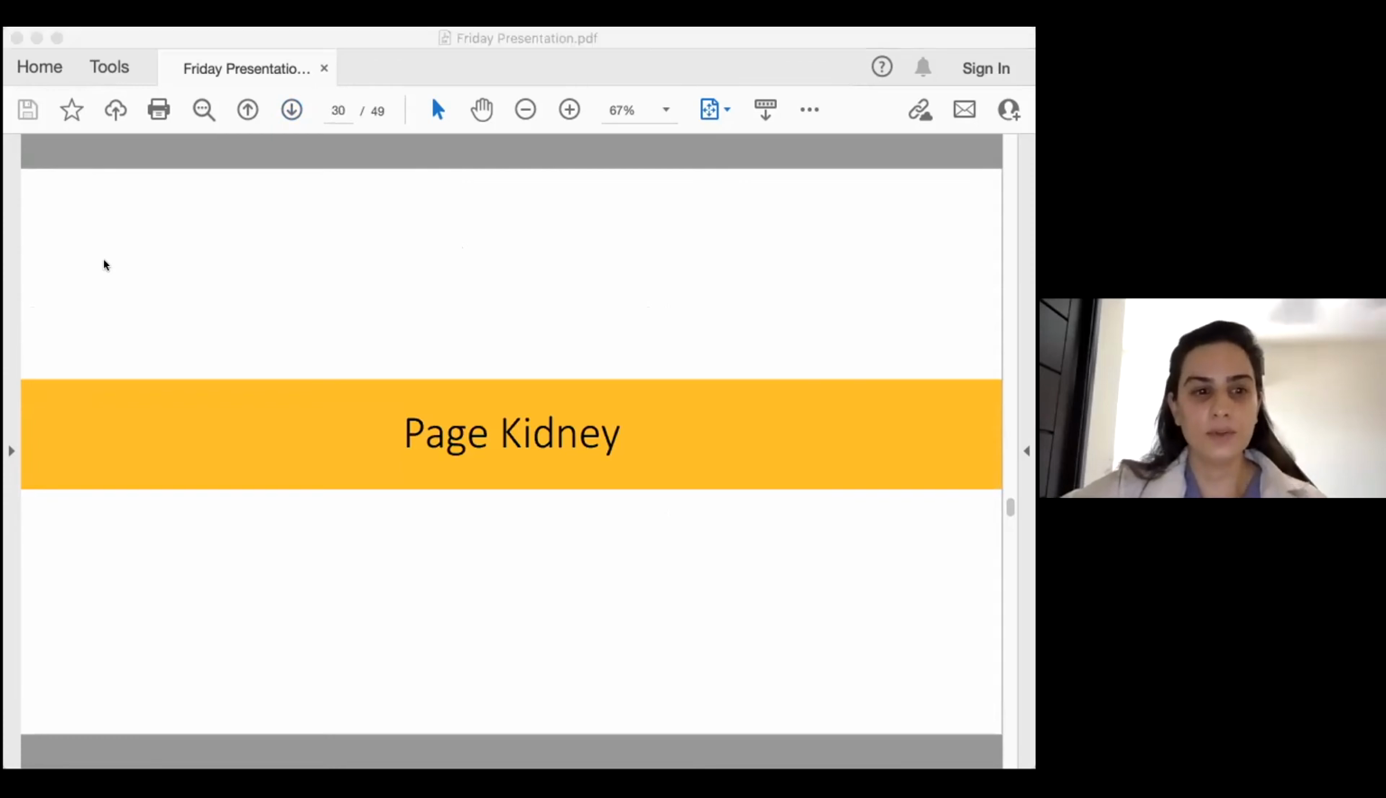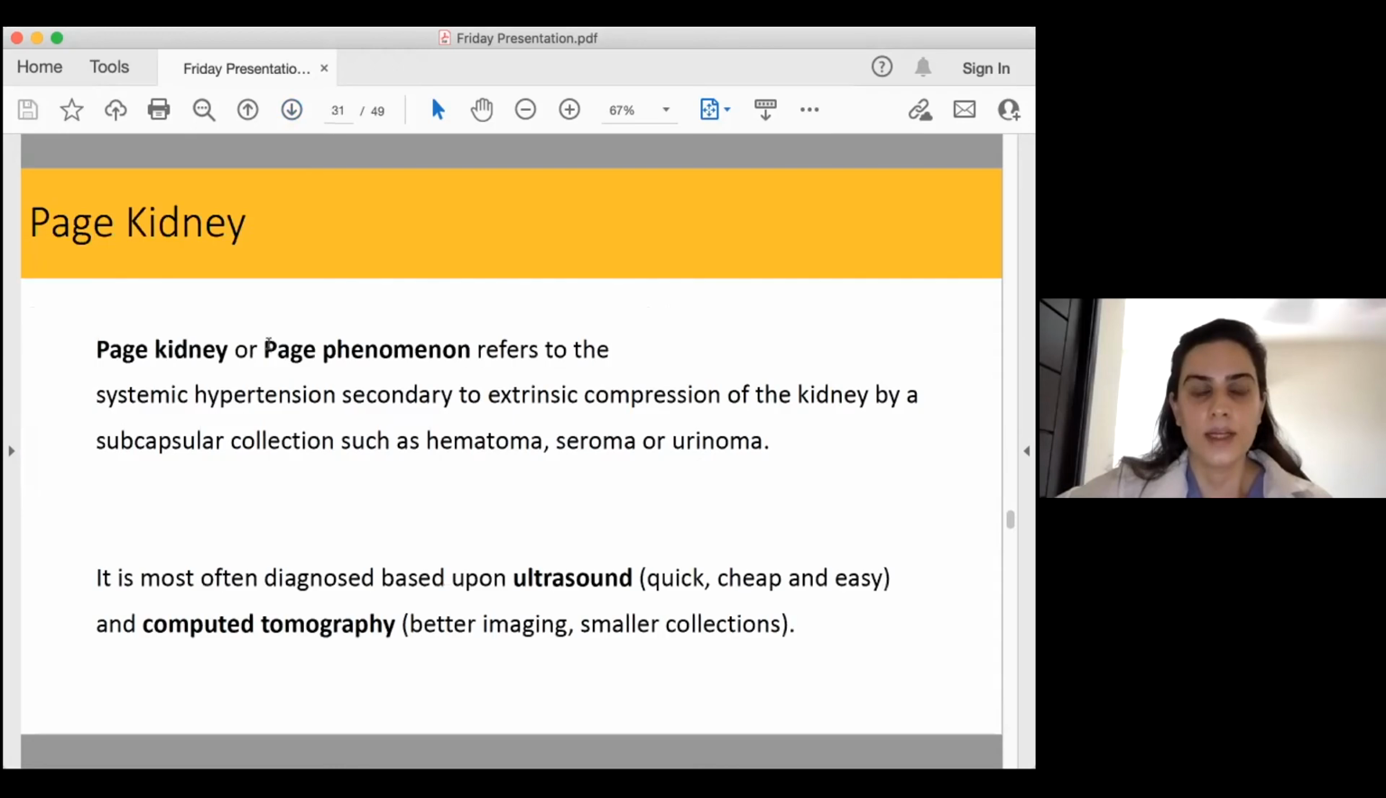Okay, now we move on to Page kidney. Page kidney, or Page phenomenon, refers to systemic hypertension secondary to extrinsic compression of the kidney by a subcapsular collection such as a hematoma, seroma, or urinoma. It is most often diagnosed based upon ultrasound, which is usually the quick, cheap, and easy modality.